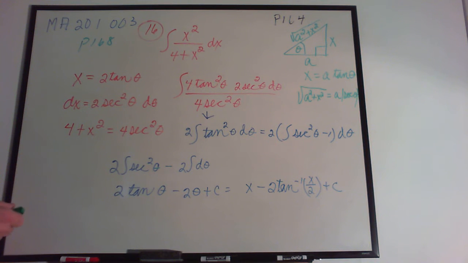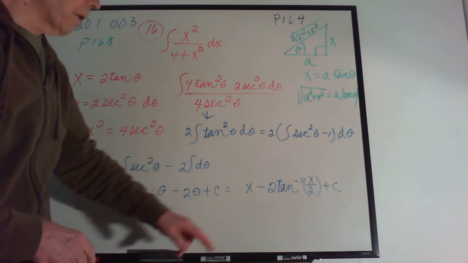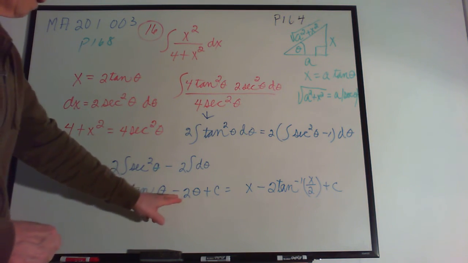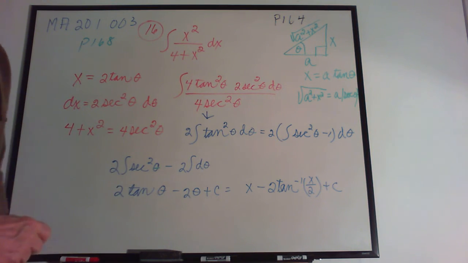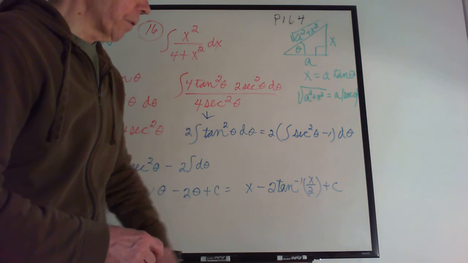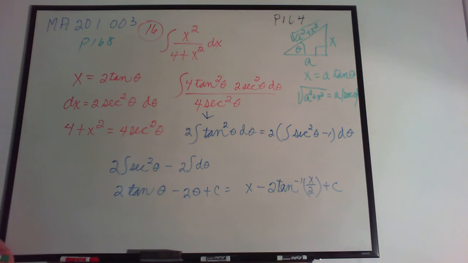So 2 tangent theta is equal to x. You put the x in there. And then a negative 2 theta is going to be 2 times the inverse tangent of x over 2.